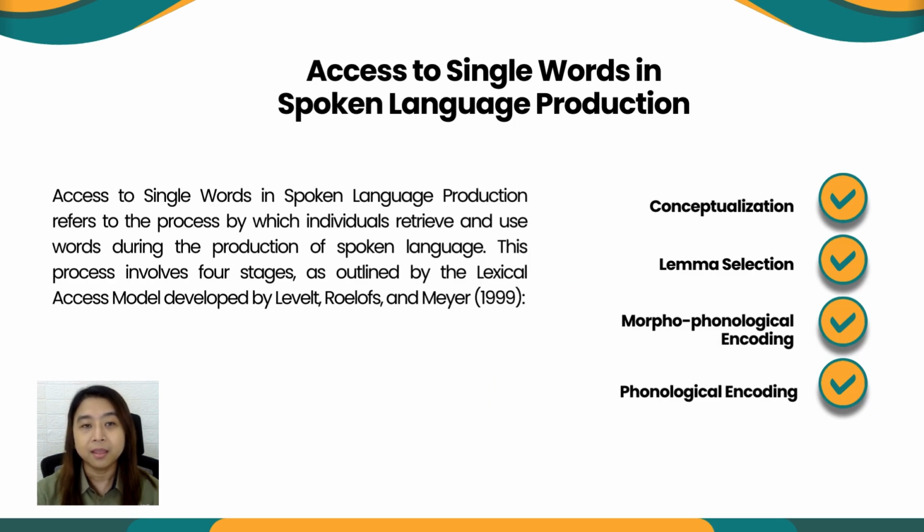Number 1. Access to a single word in spoken language production. It refers to the process by which individuals retrieve and use words during the production of spoken language. According to the lexical access model developed by Levelt and Meyer, 1999, this process involves 4 stages. It consists of conceptualization, lemma selection, morphophonological encoding, and phonological encoding.